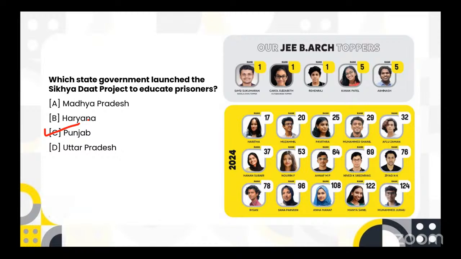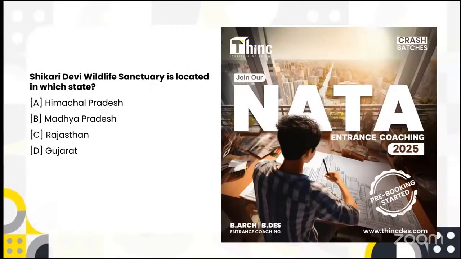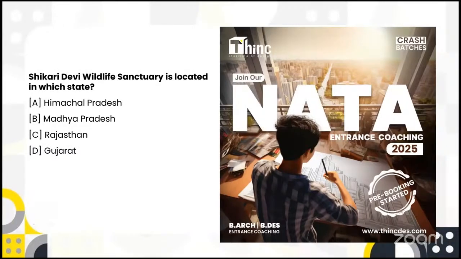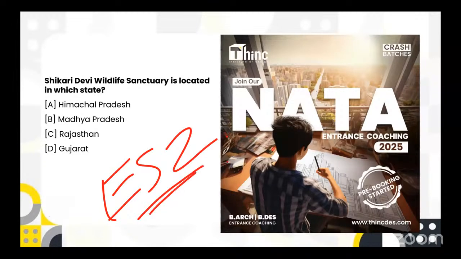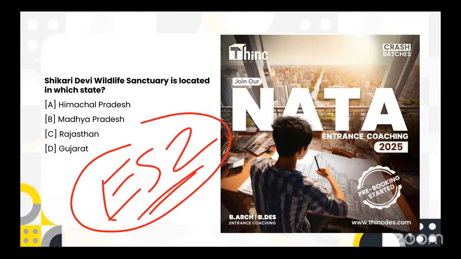Next one. Shikari Devi Wildlife Sanctuary is located in which state? Okay. Himachal Pradesh, Madhya Pradesh, Rajasthan, Gujarat. So recently, the government of India has designated areas around the Shikari Devi Wildlife Sanctuary as eco-sensitive zones. Okay, eco-sensitive zones, or we call it ESZ.